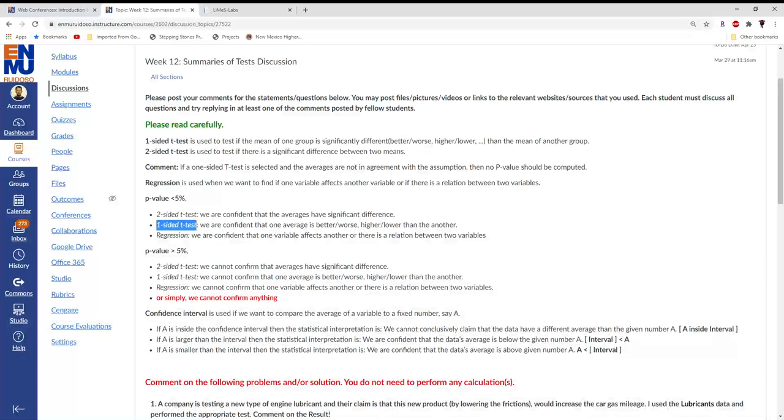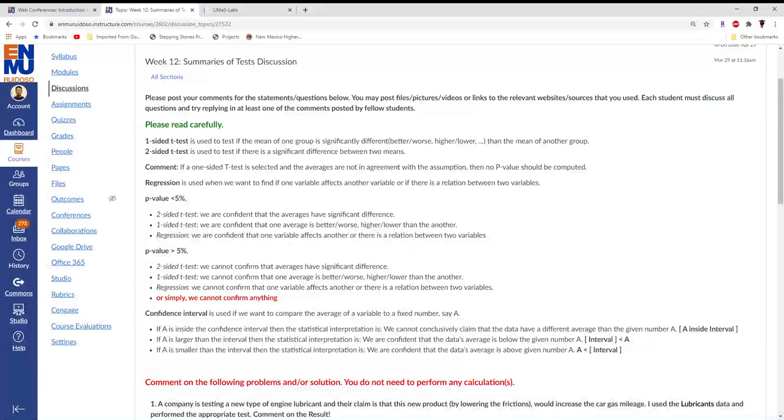Now, if the p-value is greater than 5%, then for a two-sided t-test we say that we cannot confirm that the averages have a significant difference. For a one-sided t-test, we say that we cannot confirm that one average is better or worse, higher or lower than the other. And finally, for regression, we cannot confirm that one variable affects another variable, or that there is a relationship between two variables. Or simply, if you are confused, for a p-value greater than 5%, we can simply say we cannot confirm anything.